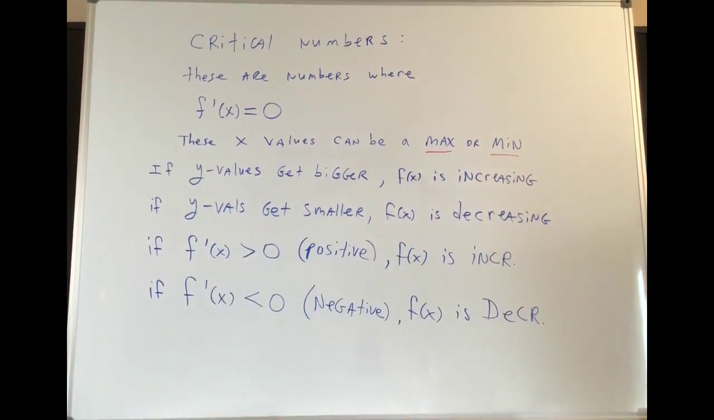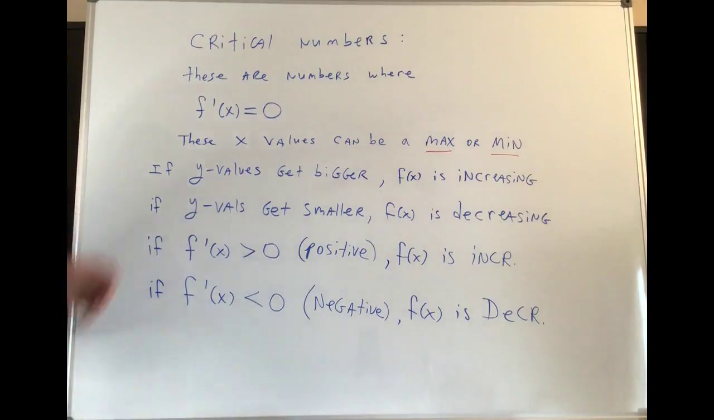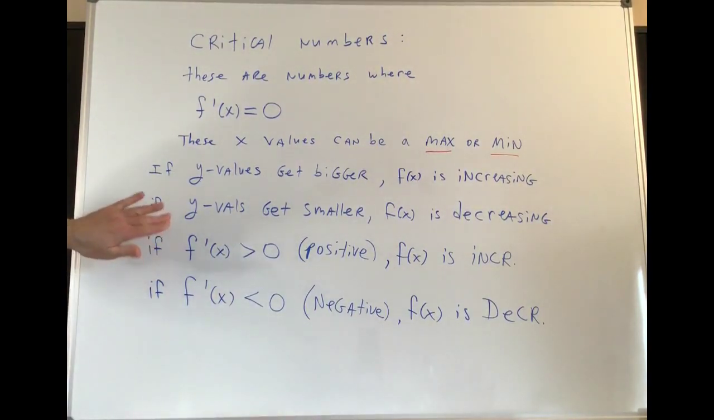Now, this is going to be the way that we determine where the graph goes up and down. I'm going to take my first derivative, and I'm going to figure out where it's equal to 0.